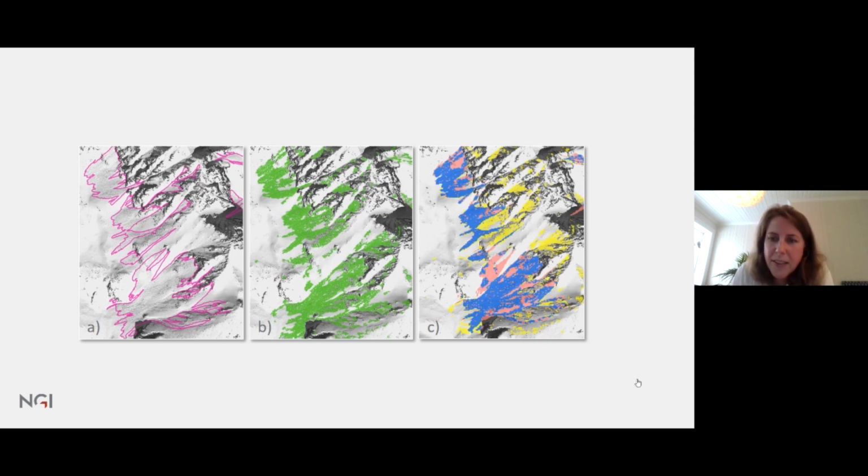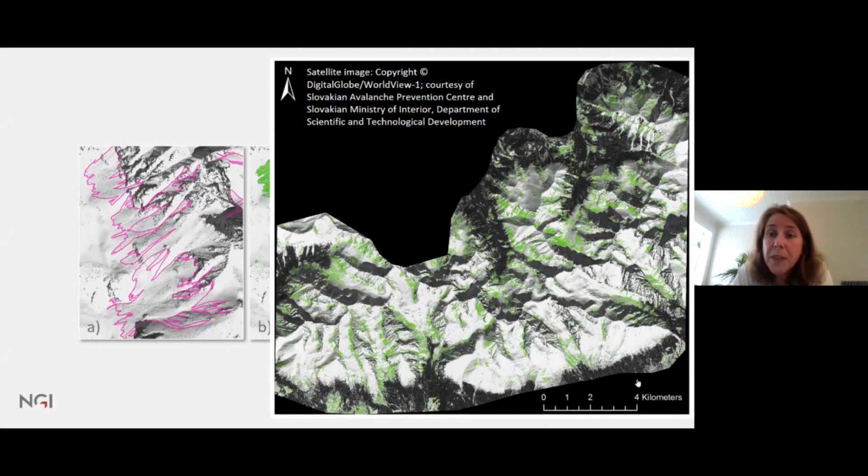Still, despite these deviations between the human observer and the algorithm result, we think that the overall result is quite satisfying. Therefore, we have used this algorithm to delineate the entire Czechian, Slovakian Tatra Mountains after a very big avalanche cycle in 2009. We were able to depict several hundred avalanches and deliver them right into the database of the Slovakian Avalanche Prevention Center. This would not have been possible for them by just in situ observations or field observations, so it was absolutely crucial for them to have such type of satellite data at hand.